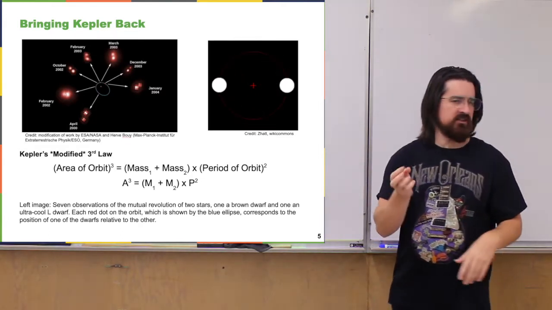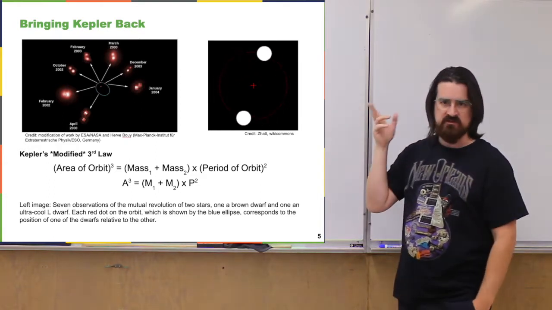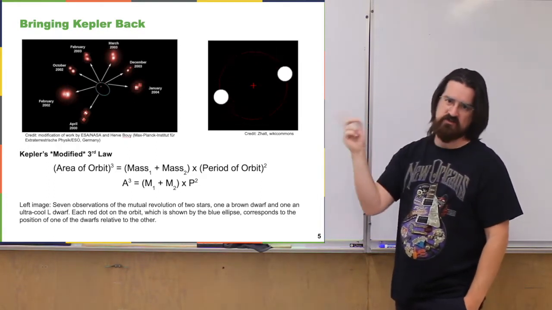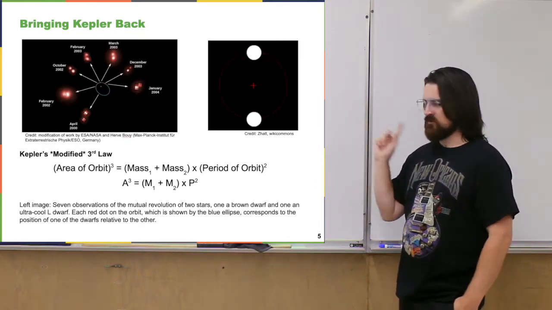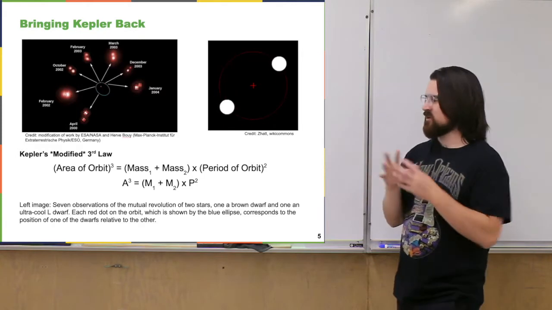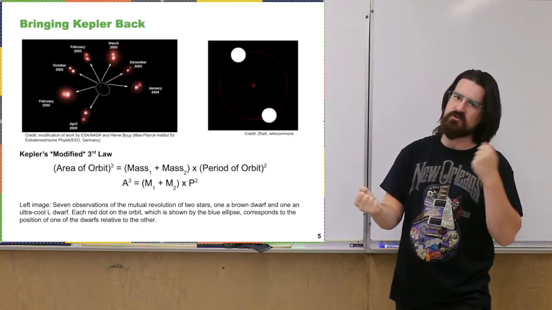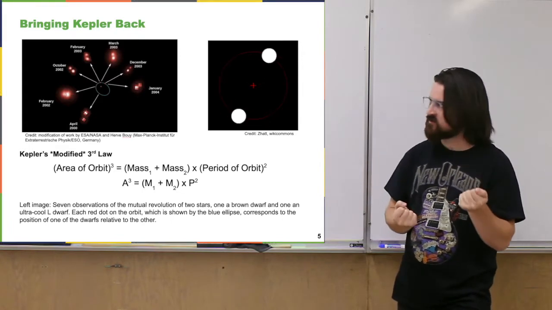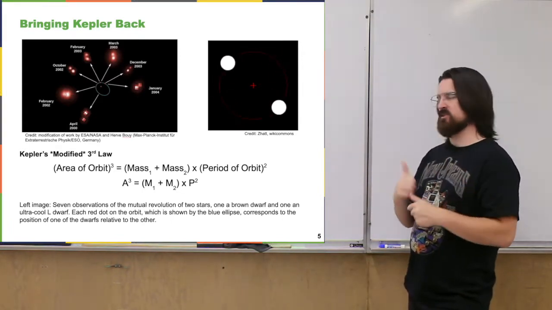It turns out that if you can measure the speed of these stars, how fast they're actually moving in their orbit, not just the period and the area, but if you can measure their individual speeds, then you can actually disentangle the information about the mass to say what the individual masses of each of these stars is. So this is one way of measuring the mass of stars.